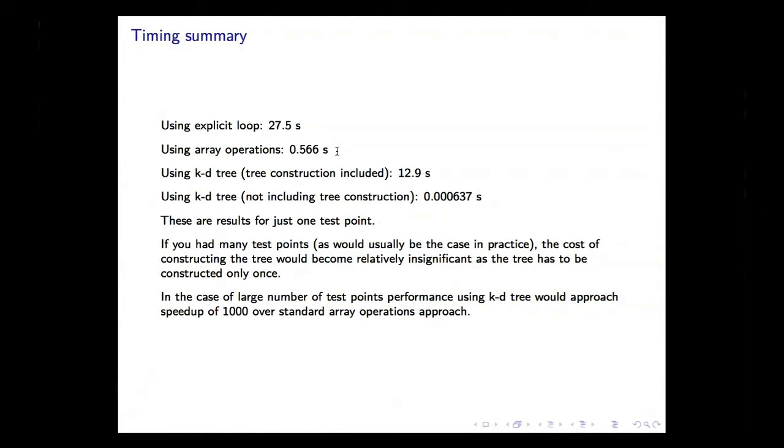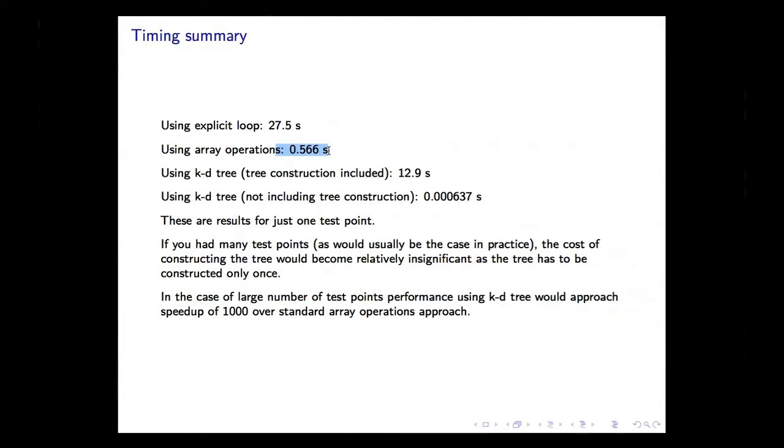So you don't want to use an explicit loop. But what if we use the KDTree? Well, if I include the tree construction, it takes 12.9 seconds. So that seems discouraging, right? Because, well, it's actually slower than using the arrays. If I don't include the tree construction, it takes a very short amount of time. So all of these results are just for one test point. So you can see that if you have only one test point, this is the best method. Just use explicit array operations.